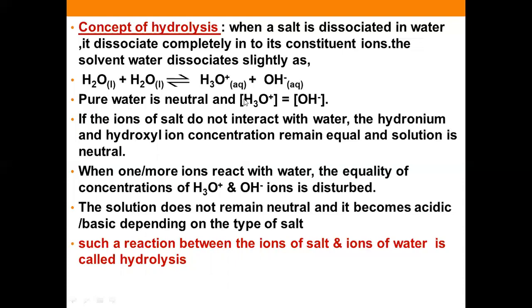That is, hydronium ions and hydroxyl ions are equal. In place of H3O we can write H plus ions, and therefore the H plus ions and hydroxyl ions are the same. At that time, the water is neutral. Therefore, if the ions of the salt do not interact with water, the hydronium and hydroxyl ion concentrations remain equal and the solution is neutral. That means the ions of the salt do not interact with water.